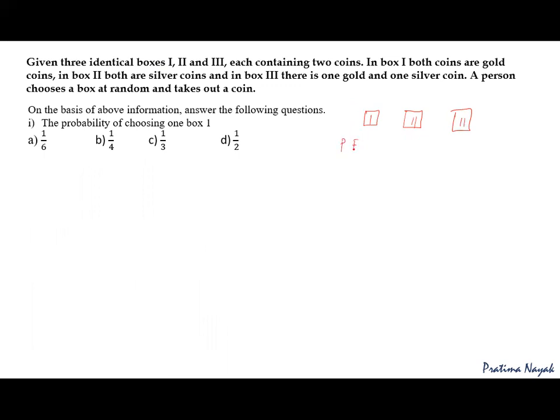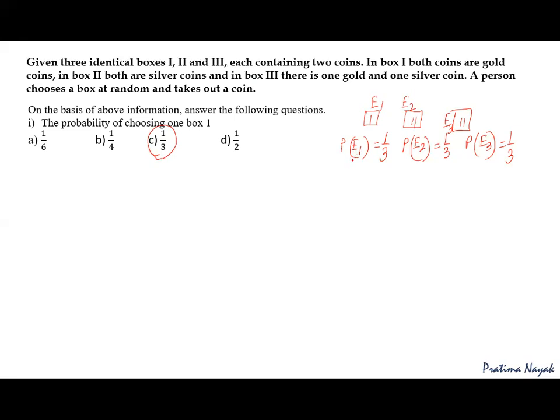We will not write this for answering this particular question, but we need it for the other parts also. E1 is the event of choosing box 1, E2 is the event we choose box 2, and E3 is the event we choose box 3. So each has the probability 1 by 3. So the first part is over. The 1 by 3 is the answer. C is the answer.